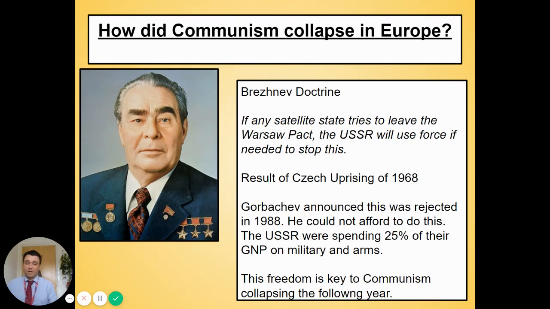The reason for that is because they were spending 25% of their gross national product, the entire value of the country, on military and arms. Gorbachev said, this is ridiculous. We're having to spend so much on the military to keep these countries with us. It's not worth it anymore. Now, this freedom for countries to do what they like without the USSR interfering is the key to communism collapsing the following year in 1989.